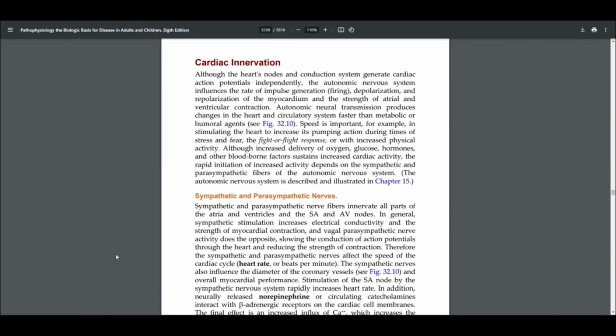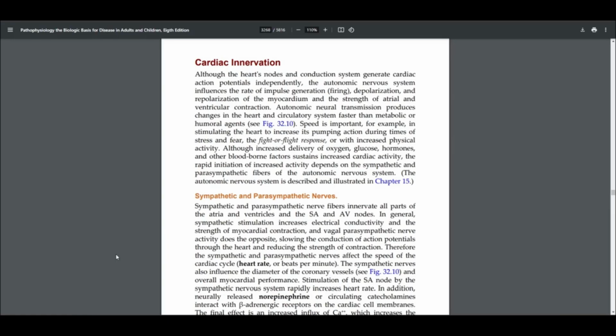Cardiac innervation. Although the heart's nodes and conduction system generate cardiac action potential independently, the autonomic nervous system influences the rate of impulse generation, or the firing, depolarization and repolarization of the myocardium, and the strength of atrial and ventricular contraction.